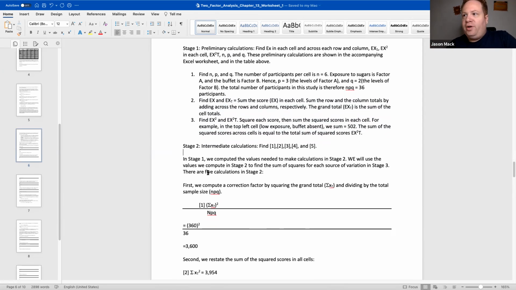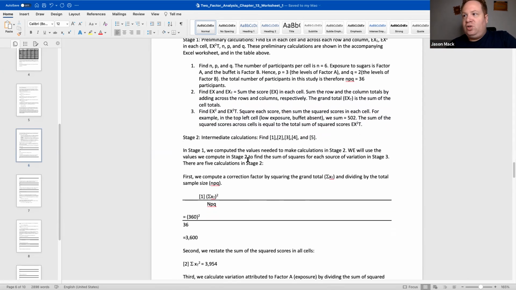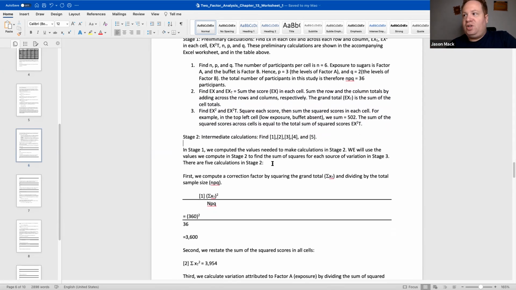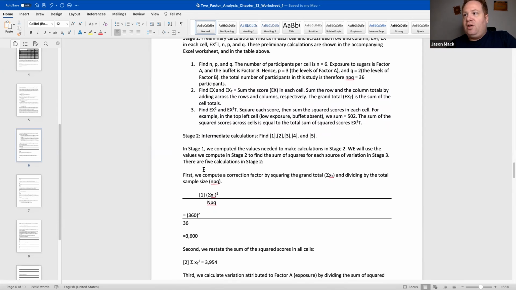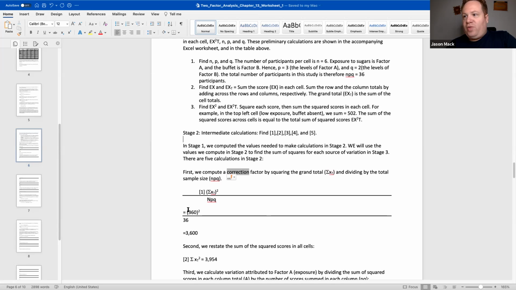So in stage 1, we computed the values needed to make calculations in stage 2. We will use the values we compute in stage 2 to find the sum of the squares for each source of variation in stage 3. There are 5 calculations. First, we compute a correction factor by squaring the grand total, the sum of the values total, and dividing by the total sample size. So that was 360 squared, which I'm sure you could see in Excel, divided by 36. That equals 3,600.